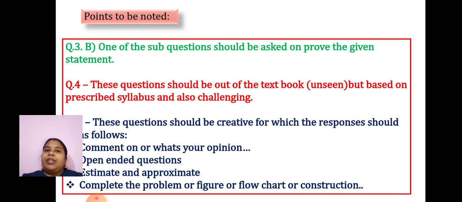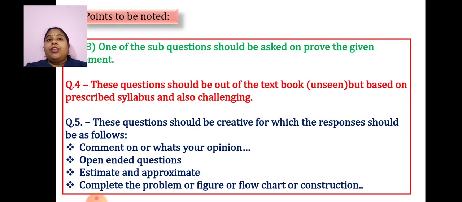Then question number 5. Now this has a variety of questions that can be asked. This question should be creative, for which responses should be as follows. For example, the first one I have given you: comment on, or what's your opinion. Now what type of questions can be asked here? I can give you a graph and ask you to comment on that graph. Like what is the nature of the graph, or what do you understand when you see those two lines which are intersecting? Yes, you can comment on that, give your opinion on that.